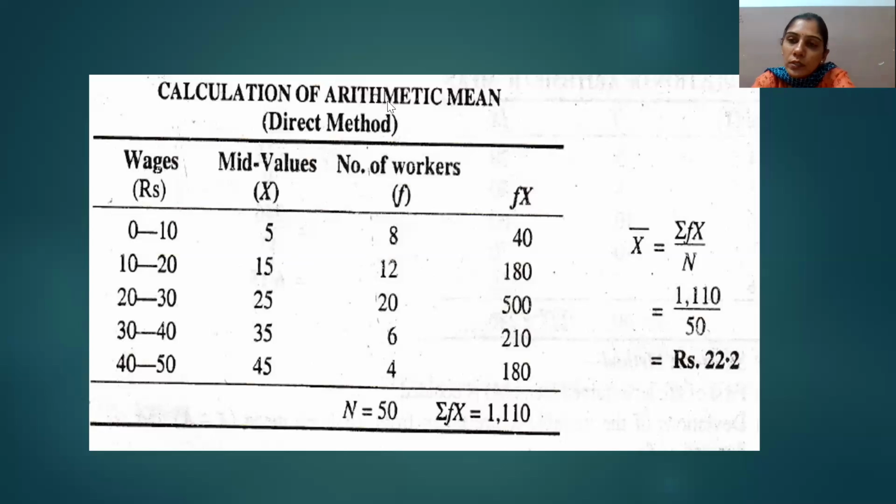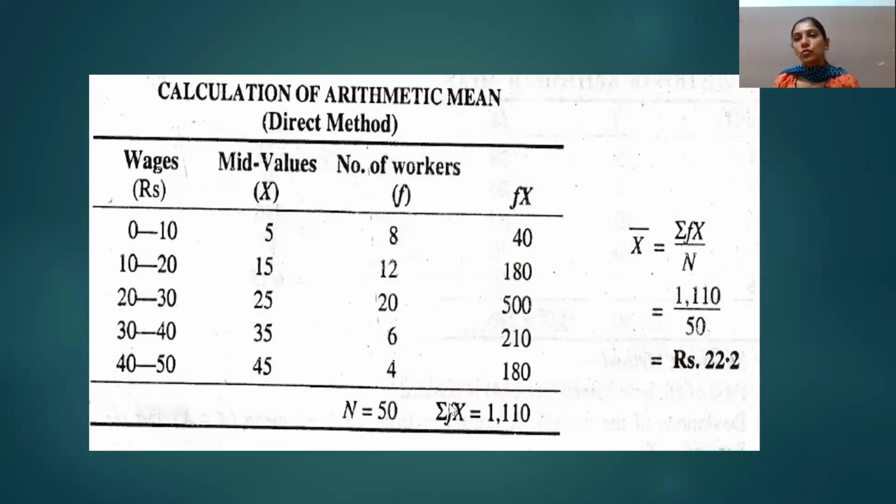Now we have to find the sum of fx. How can we find the sum of fx? We have to add all the values of fx so that we can get the sum of fx. When we add all these 5 values, the sum is 1110. So now we have to put all these values into the formula, and the formula is sigma fx upon n. So the value of sigma fx is 1110 and the value of n is 50.